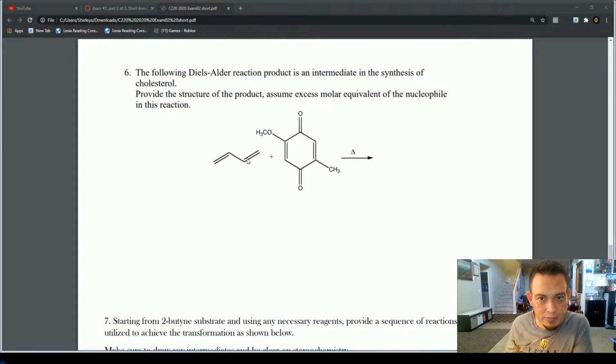Here and here, right? We have this electron withdrawing group, the carbonyl carbon. Because of this oxygen here, I would argue that this side is more reactive. But I said excess, so I wanted you to basically put this piece on both sides. But let me show you the most common answer that I was accepting, that students did. And then I'll show you what I was actually thinking about when the question was written.